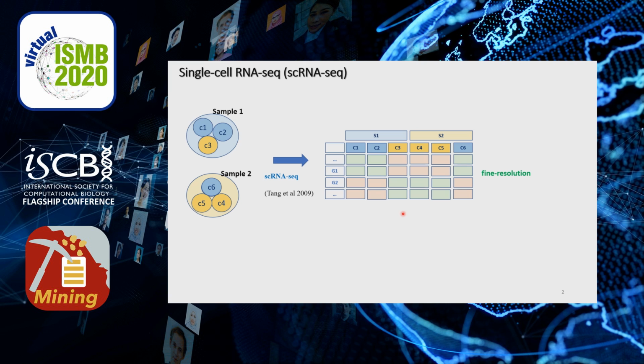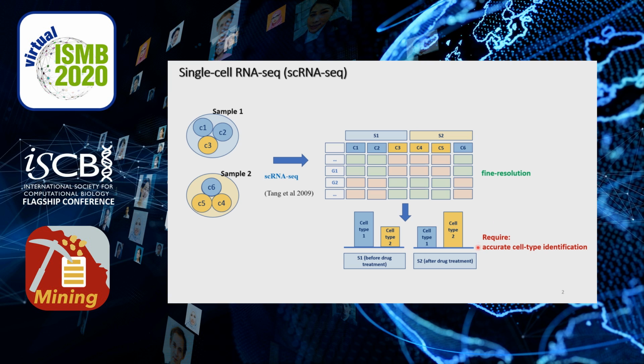This technology has a wide range of application. For example, consider sample 1 is before drug treatment and sample 2 is after drug treatment. Based on the gene cell expression matrix, we can estimate the cell type composition for each sample, and understanding the cell type composition difference between the two samples can help us understand whether the drug treatment is working properly or not. But to enable such kind of application, it requires accurate cell type identification.